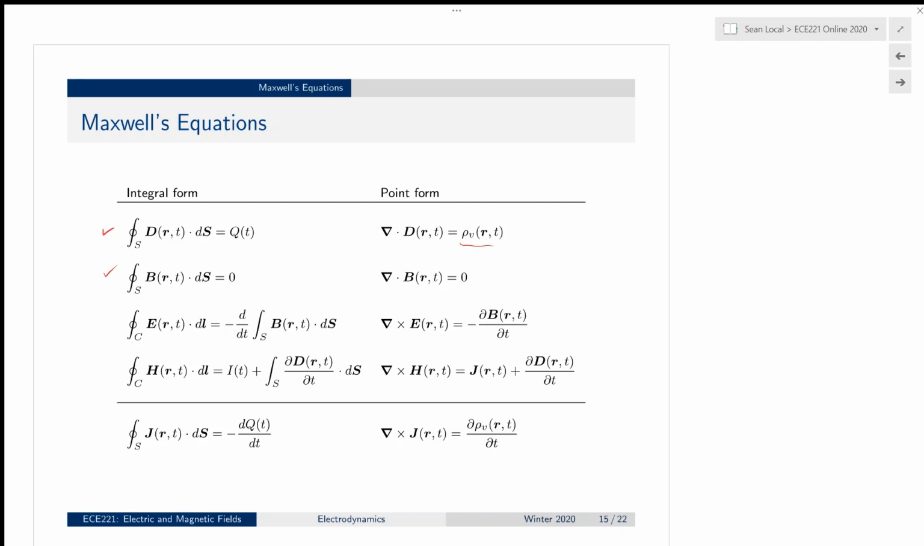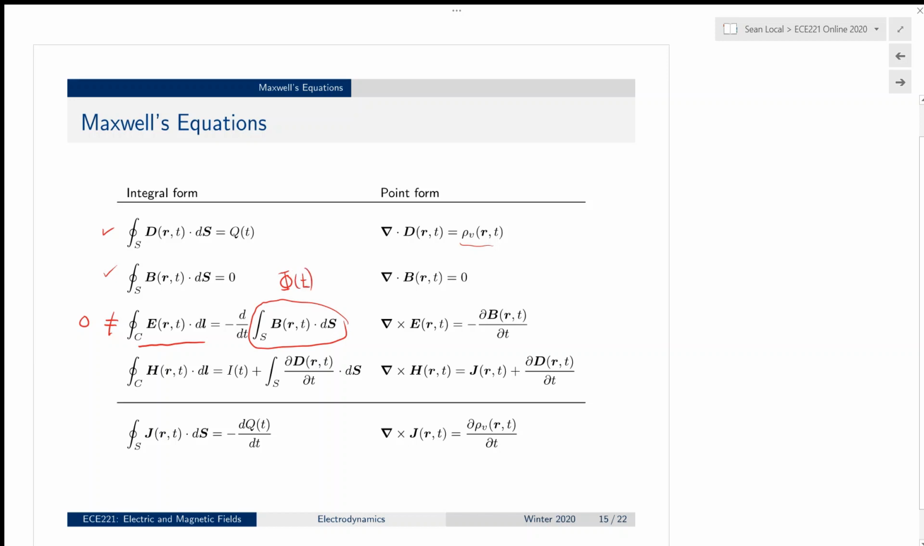The third equation is Faraday's law. So we have updated the original form of this equation. Previously, for electrostatic fields, the right-hand side was 0, but for electromagnetic fields or time-varying fields, this is no longer the case, and the result is actually minus dΦ/dt, where here Φ has been computed by taking explicitly the surface integral of B dot dS.